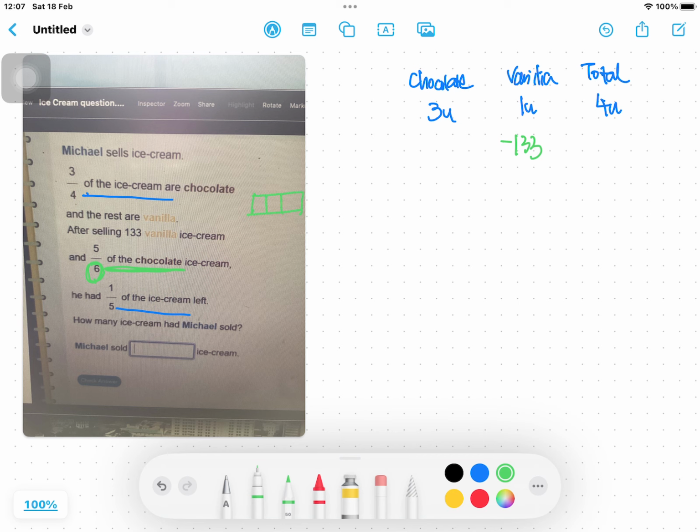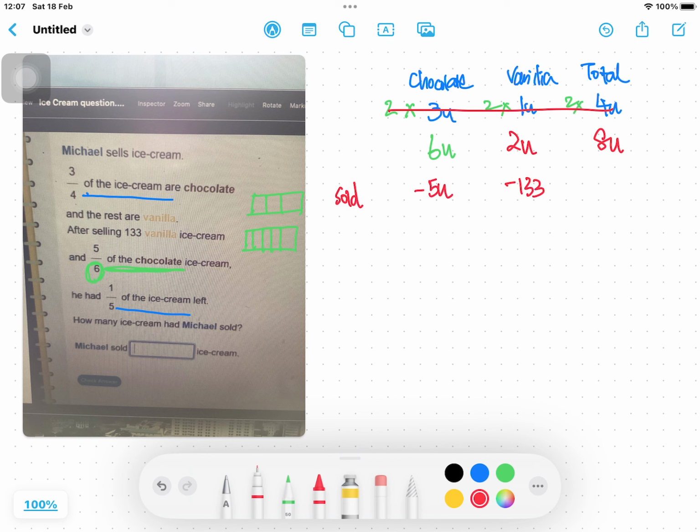Initially is 3 units here, but then now I cut it into 6 parts instead of 3 parts. So how do I make this the same? Over here I times 2, times 2, times 2, which means now I will have a new ratio here, 6, then here it becomes 2 units, and then here becomes 8 units. Okay, and it says sold minus 5 units, and here minus 133.